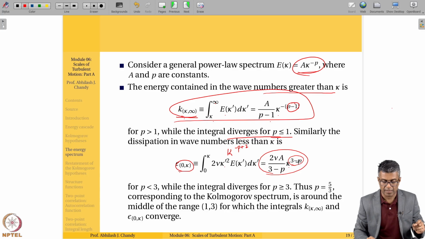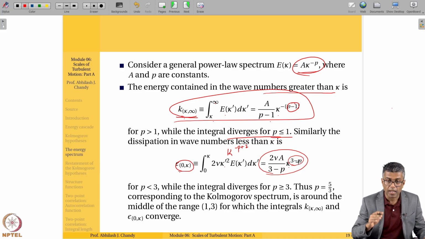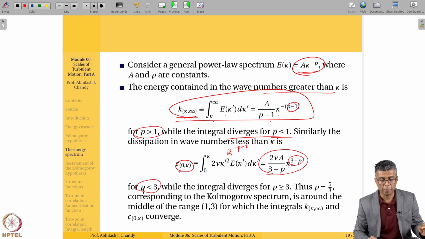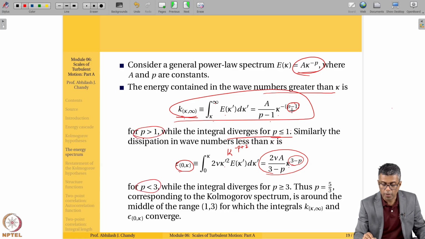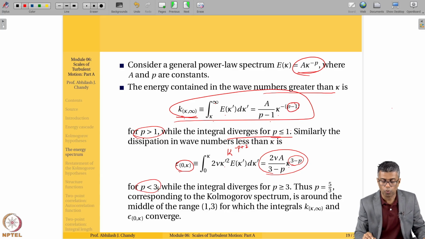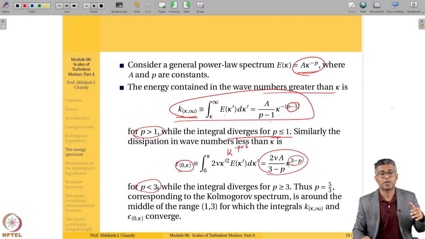So in that sense, your equation is such that p has to be greater than 1 and less than 3. Remember, here you were considering p to be a negative number. Here you want p to be positive because the dissipation goes from 0 to kappa.